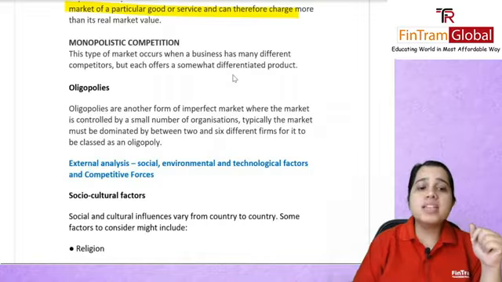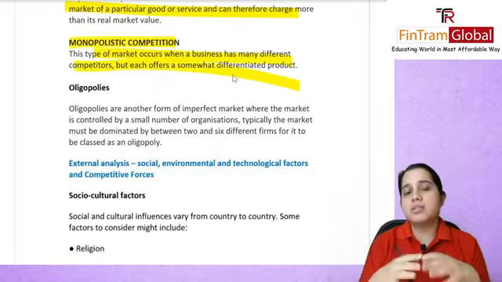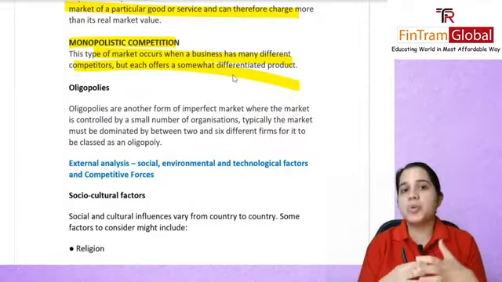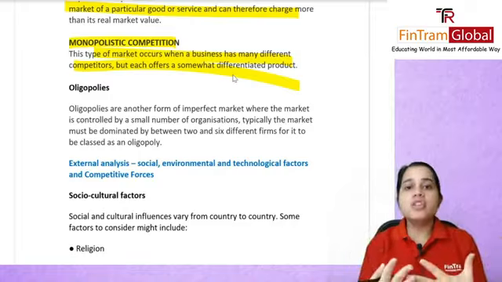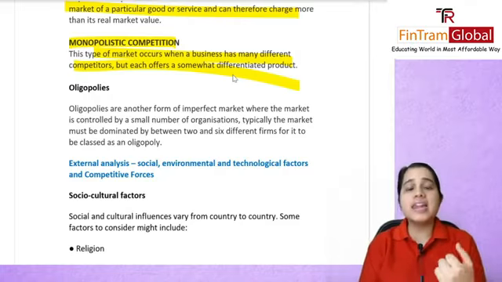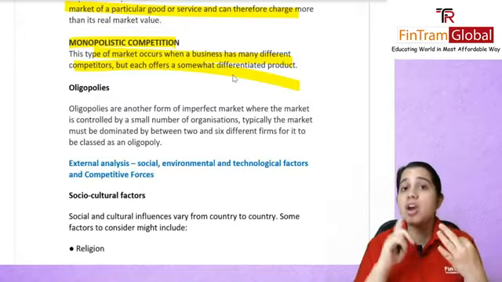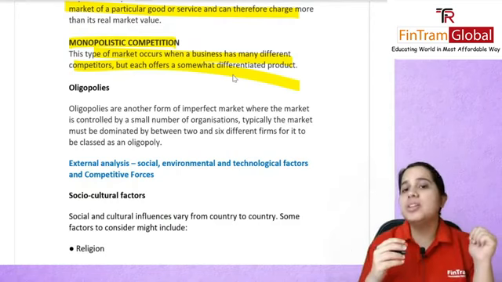You have your monopolistic competition. This type of market will have many different competitors, but again with somewhat differentiated products. The best example is restaurants, right? There are so many restaurants, but all of them are selling differentiated products. You have Italian restaurants, Indian restaurants, fast food restaurants. They are all restaurants, but they are all selling differentiated products. So that is your monopolistic competition.